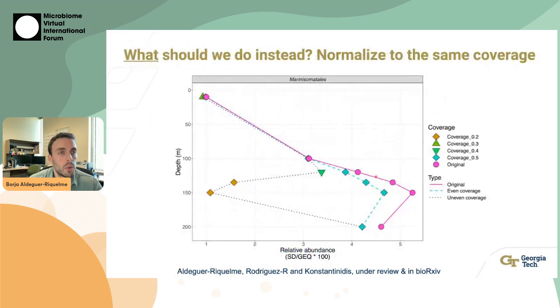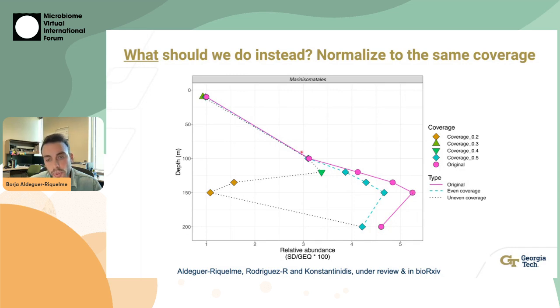Going to the second question that I have in the index, what should we do instead? Well, the answer is simple: normalize to the same non-parallel coverage, and I will show you why. Here on the x-axis, I showed you the relative abundance of a group of MACs belonging to the Marinosomatales in a vertical profile in the ocean. The solid lines here show you the data with the full original metagenome, and as you can see, this group of MACs peak at 150 meters.